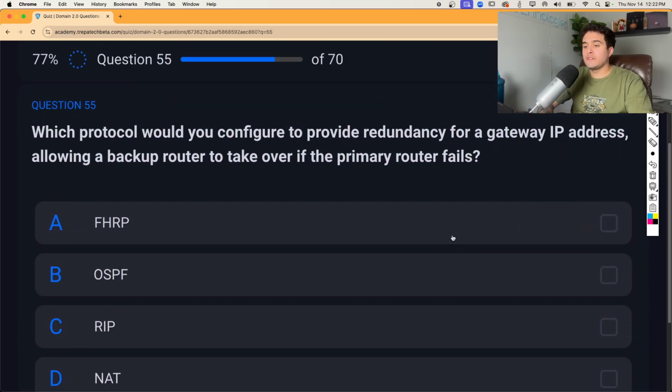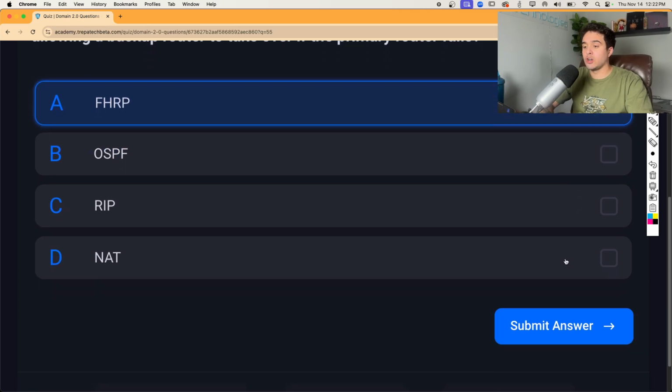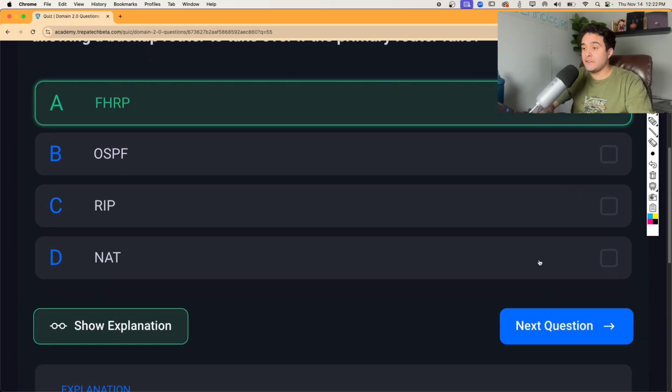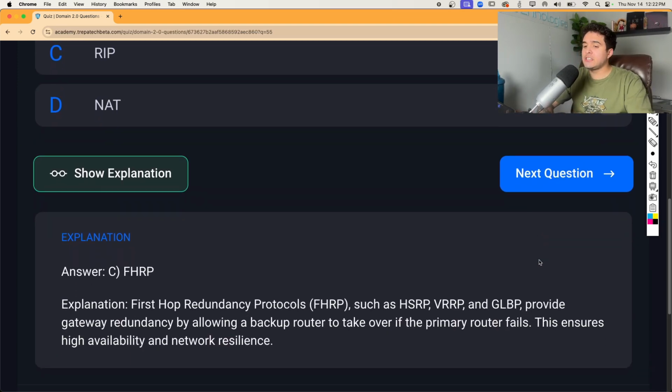Which protocol would you configure to provide redundancy for a gateway IP address, allowing a backup router to take over if the primary router fails? That's a first hop redundancy protocol. We have three types: HSRP, VRRP, and GLBP, which allow us to have redundancy on our gateways.